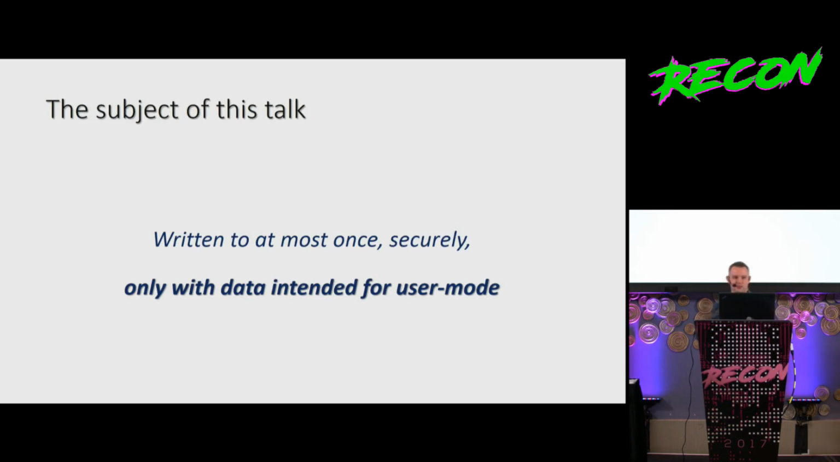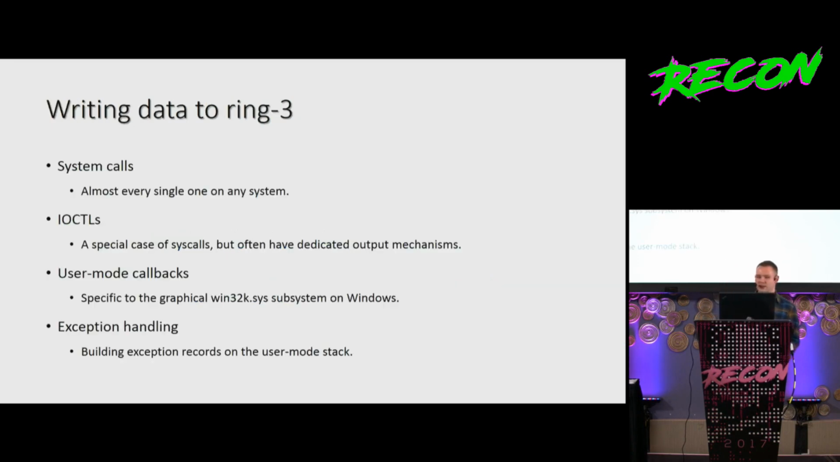But the actual subject of this talk is violating this assumption of only writing data that is intended for user mode. So when does it really happen? I mean, in general there are four places where this happens. Of course, system calls. It happens in almost every system call. Then we have IOCTLs, which are a specific case of system calls, but they have some dedicated output mechanisms. We have user mode callbacks, which are specific to Windows and the Win32k subsystem. And we have exception handling, when the kernel builds an exception frame on the user mode stack, for example.